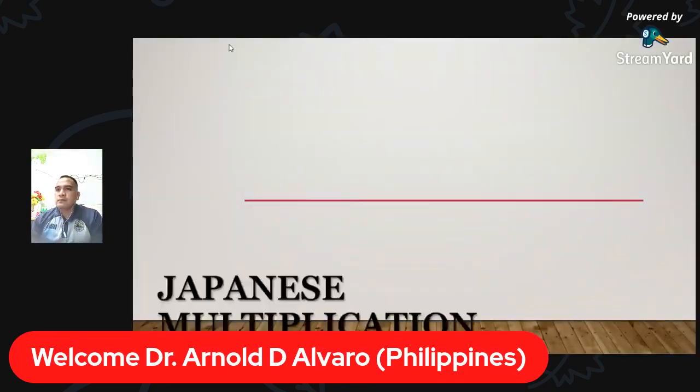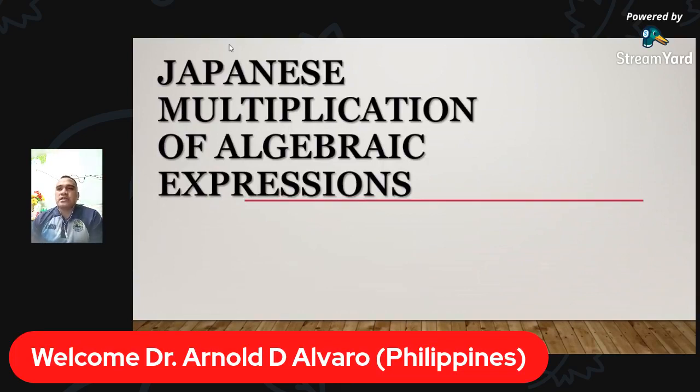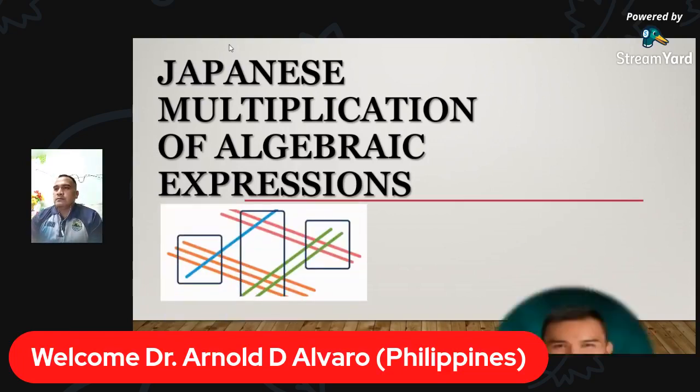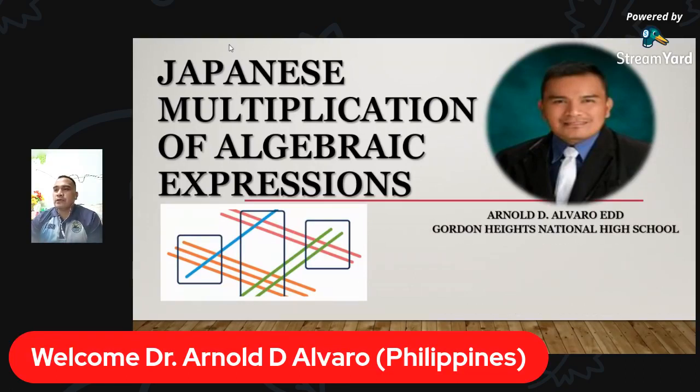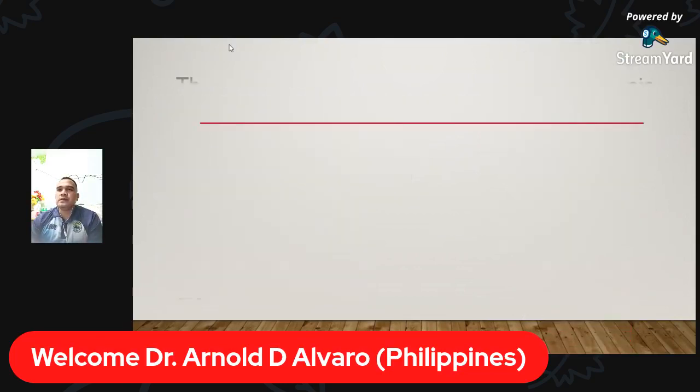Okay. So again, the title of my presentation is about the Japanese multiplication of algebraic expressions. This is related to the first presenter's lesson on the Japanese multiplication of two-digit and three-digit numbers. So again, my lesson is about Japanese multiplication of algebraic expressions. I'm Dr. Arnold D. Alvaro from Gordon Heights National High School, SDO Olongapo City, Philippines.